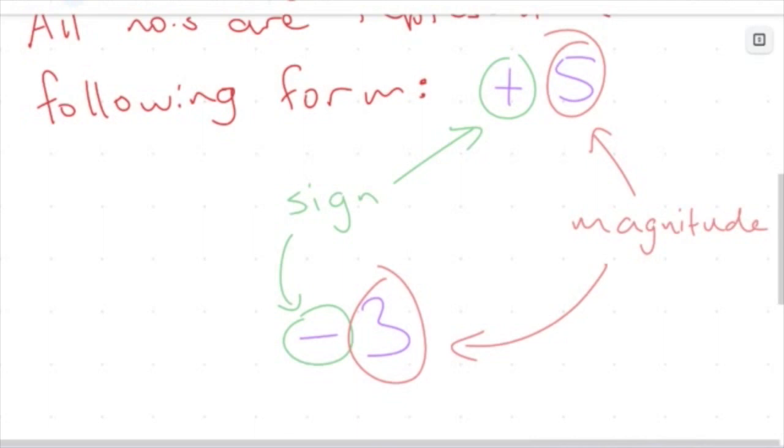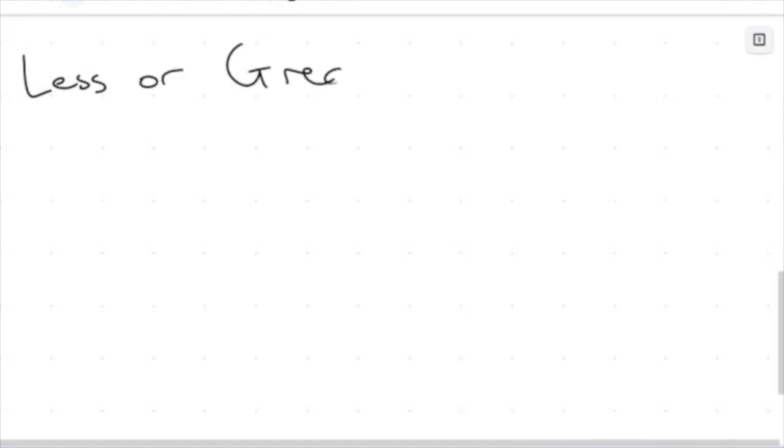So looking at the number line, let's do an activity in which we first of all get a sense for identifying which number is bigger than the other. So we're going to call this activity less or greater than.